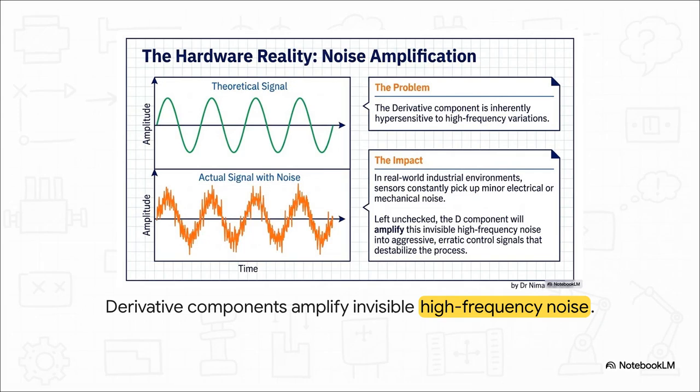Furthermore, we have to contrast our beautiful theoretical clean signal with the noise-ridden reality of industrial environments. The core problem is that the derivative component is inherently hypersensitive to high-frequency variations. Out in the real world, sensors constantly pick up minor electrical or mechanical noise. Left unchecked, the D component will amplify this invisible high-frequency noise into aggressive, erratic control signals. It completely destabilizes the process, turning a smooth, theoretical sine wave into a chaotic, erratic reality.